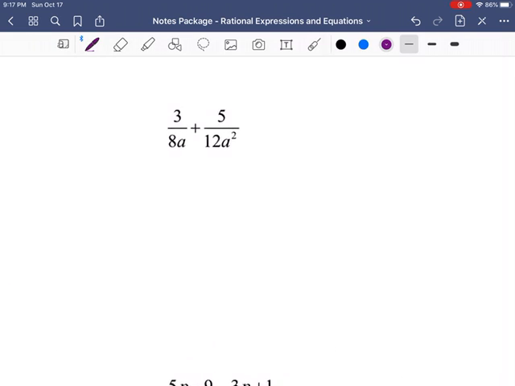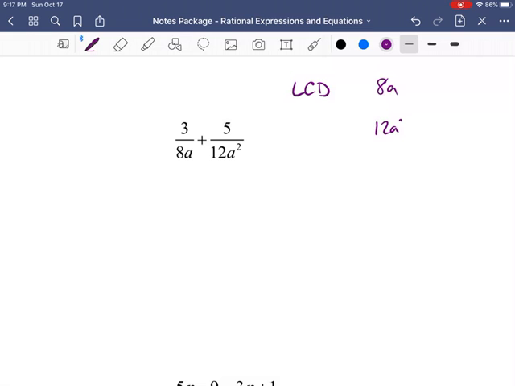Okay, 8a and 12a squared. What would be the lowest common denominator? So I've got 8a and I've got 12a squared. Well, if I double this, I'm going to get 24a squared. And if I multiply this by 3a, I will also get 24a squared. So that's what I need to do. This gets multiplied by 3a, and this gets multiplied by 2 over 2.